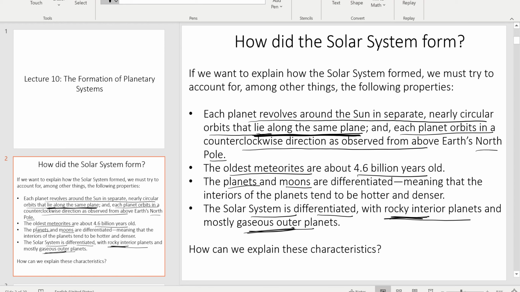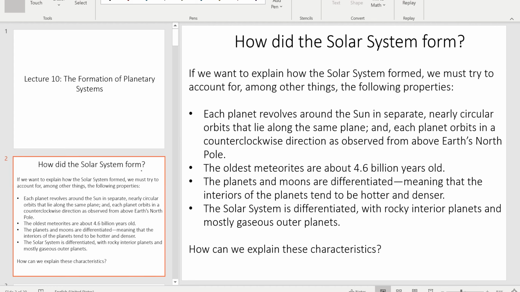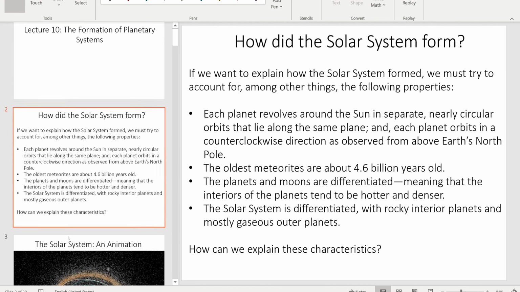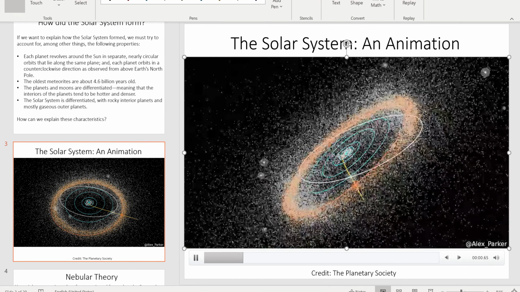There are other things we could talk about, but let's stick with these four. Let's see if we can put together an explanation that explains all four of these bullet points. First, before we get into what we call nebular theory, I want to show you the animation that I referenced earlier. This is an animation of the solar system.